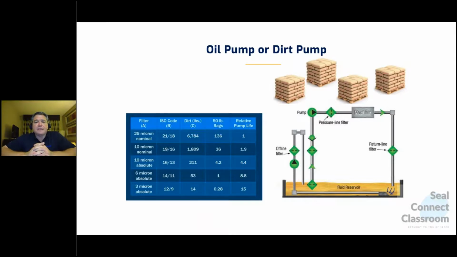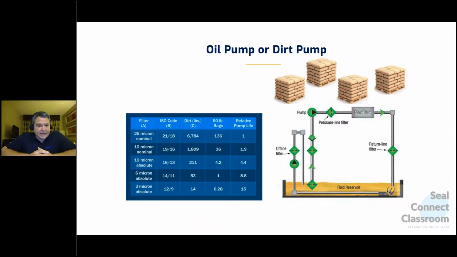But in this chart, you're basically comparing it to sandbags. So it's very visual. You can see 4 pallets of sandbags. That's the equivalent to 136 50-pound bags of sand. And since we understand particles and how to count them, and we know that ISO 21 is 20,000 particles max, so it's somewhere falling between 10 and 20. We're going to call it 20.